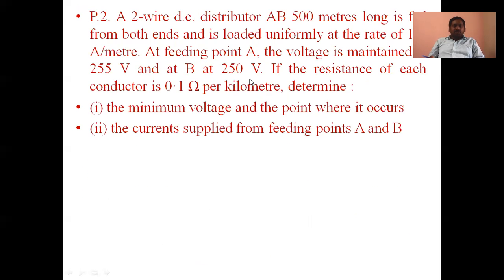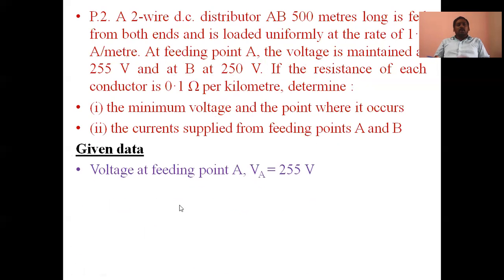So here, this is unequal voltage. A 2-wire DC distributor AB, 500 meters long, is fed from both ends and is loaded uniformly at the rate of 1.0 ampere per meter. At feeding point A the voltage is maintained at 255 volts and at B at 250 volts. If the resistance of each conductor is 0.1 ohm per kilometer, determine the minimum voltage and the point where it occurs, and the currents supplied from the feeding points.